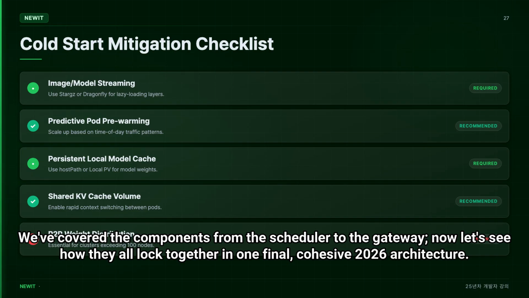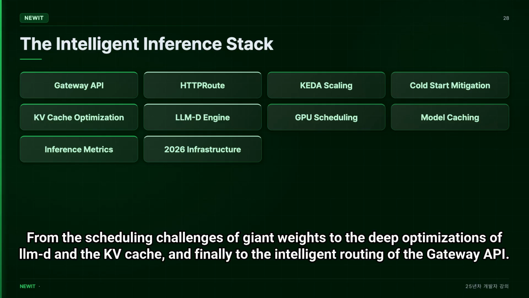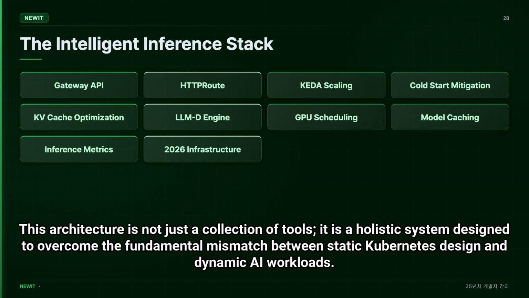We've covered the components from the scheduler to the gateway. Now let's see how they all lock together in one final, cohesive 2026 architecture. We have now traversed the entire stack of modern inference serving, from the scheduling challenges of giant weights to the deep optimizations of llm-d and the KV cache, and finally to the intelligent routing of the gateway API. This architecture is not just a collection of tools. It is a holistic system designed to overcome the fundamental mismatch between static Kubernetes design and dynamic AI workloads.